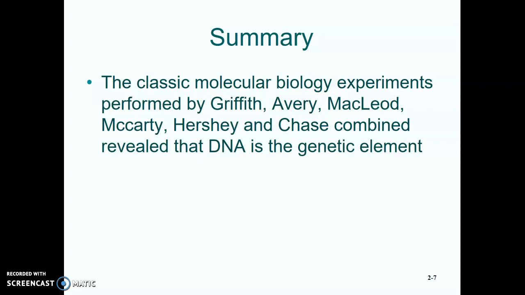So the classic molecular biology experiments performed by Griffith, Avery, MacLeod, and McCarty, Hershey, and Chase combined revealed that DNA is our genetic element.